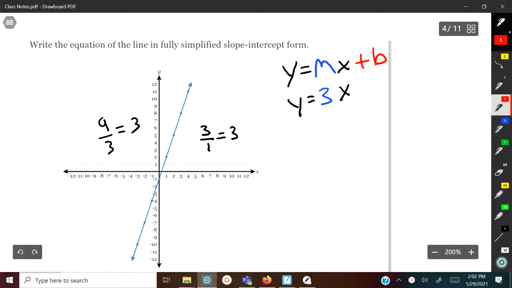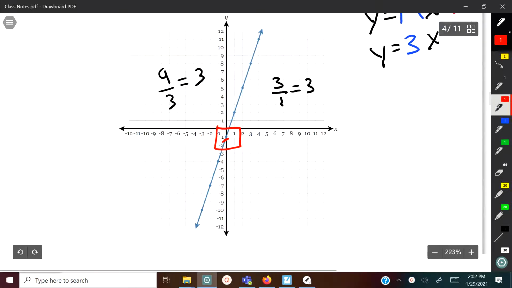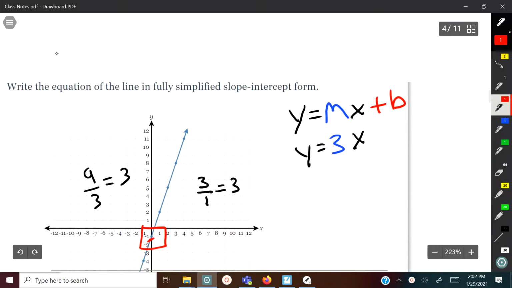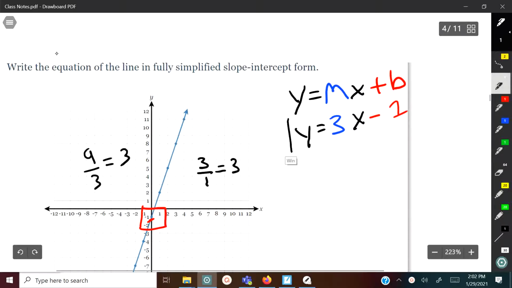So now we're going to find the y-intercept. The y-intercept is where it crosses the y-axis, and it crosses here at -1. So that's real simple. We're just going to go ahead and put in our -1. And then that's your answer: y is equal to 3x minus 1.